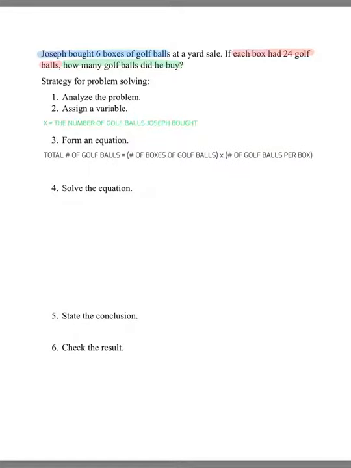So let's talk about the total number of golf balls. We actually don't know that quantity. That's actually the quantity that we want to find out. And we know that's represented by the variable x, which is represented by the color green. Now let's see, the number of boxes of golf balls. Well, what do we know? We know that Joseph bought 6 boxes of golf balls. So we're going to go ahead and color code that using the color blue.